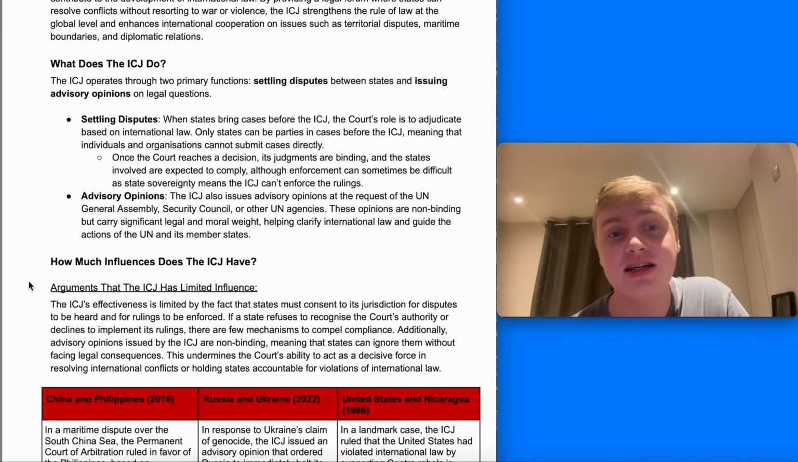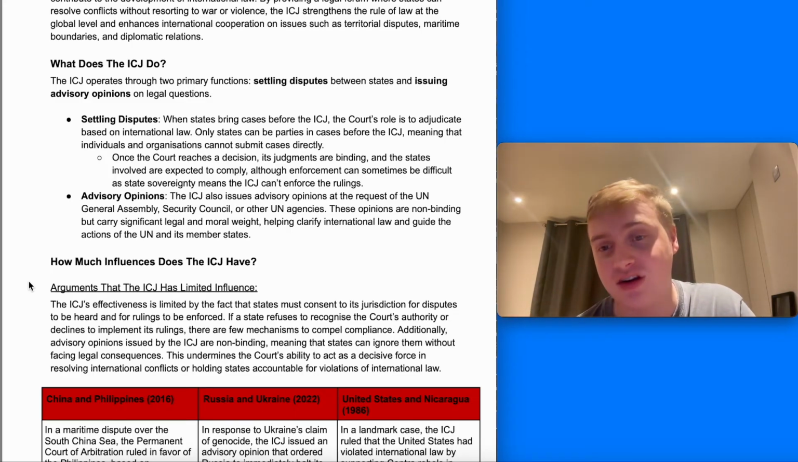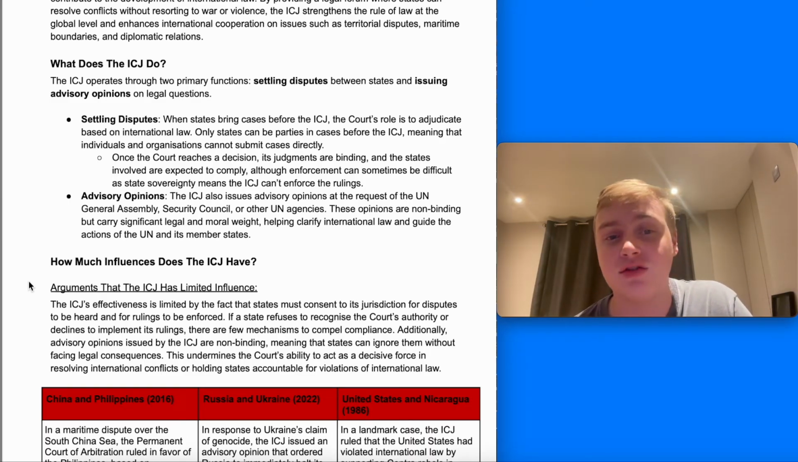Only states can be parties in cases before the International Court of Justice, so individuals or organisations can't submit cases directly. And once a court reaches a decision, its judgments are binding and the states involved are expected to comply, although enforcement can sometimes be difficult, as state sovereignty means the ICJ can't enforce the rulings.